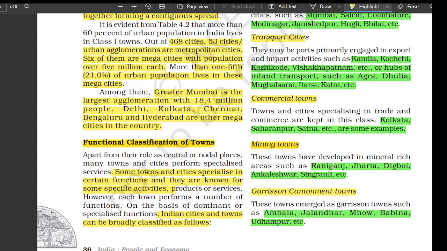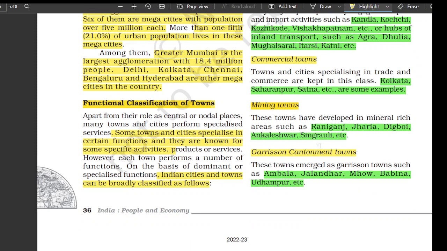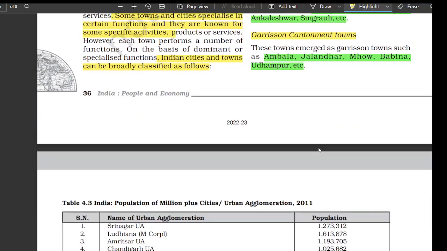Mining towns. These towns have developed in mineral rich areas such as Raniganj, Jharia, Digboi, Ankleshwar, Singrauli, etc. Garrison cantonment towns. These towns emerge as garrison towns such as Ambala, Jalandhar, Mhow, Babina, Udhampur, etc.